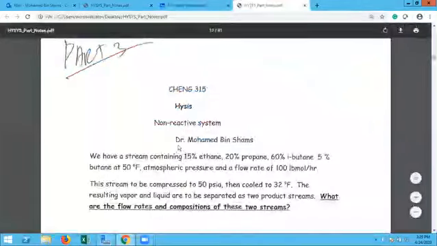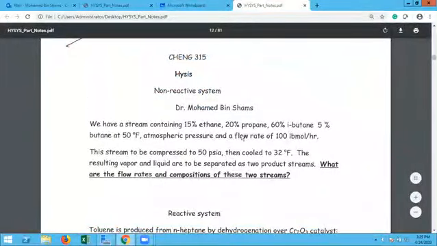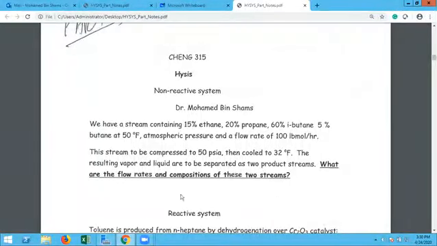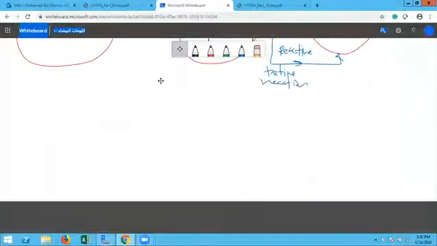Now let's go back to our problem. In this problem, we have a stream that contains four components: ethane, propane, isobutane, and normal butane, at 50 F and atmospheric pressure, flowing at a rate of 100 pound-mole per hour. I need to compress this stream to 50 psi absolute, and then cool it to 32 F. Then I will take the mixture to a separator to separate the vapor from the liquid. The question is, what are the flow rates and compositions of the two streams coming out of the separator? So the problem looks like this.